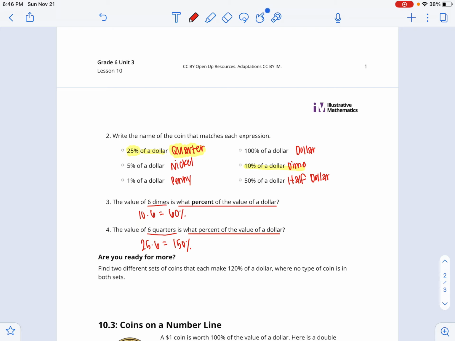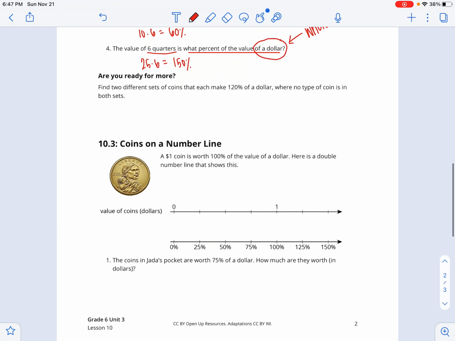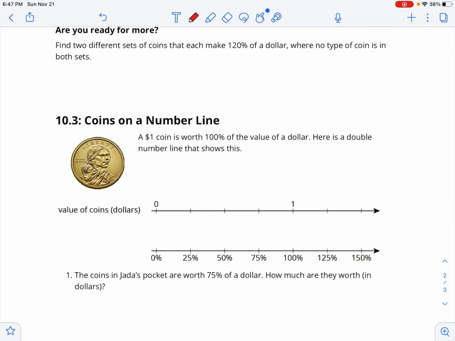So, we know that we can calculate the percentage of a dollar simply based on how many cents there are. For example, 100% of a dollar is 100 cents because it's equal to an entire dollar. The dollar is our whole. This phrase of a dollar tells us that the dollar is our whole. It is what we're finding the percentage of. Now, 10.3, coins on a number line, says a $1 coin is worth 100% of the value of a dollar. Here's a double number line that shows this. So, we can see here that $1 is the same thing as 100%. Just like I said before, $1 is our whole.